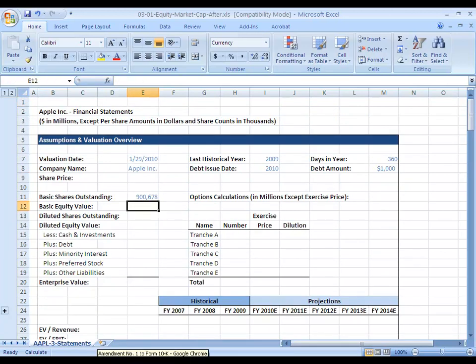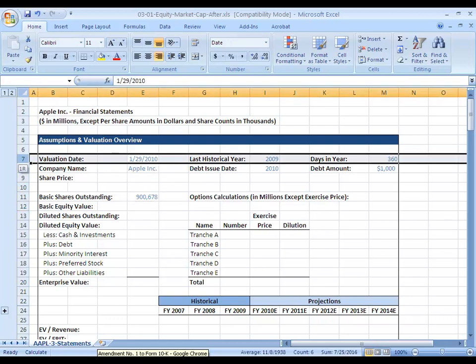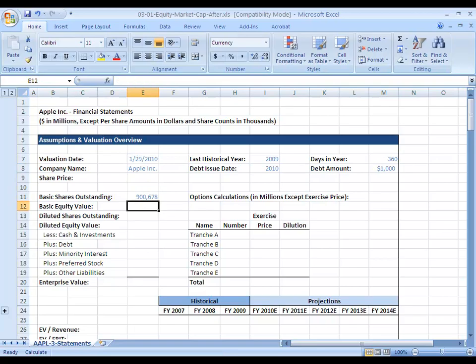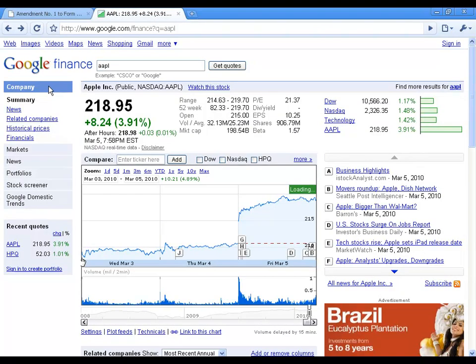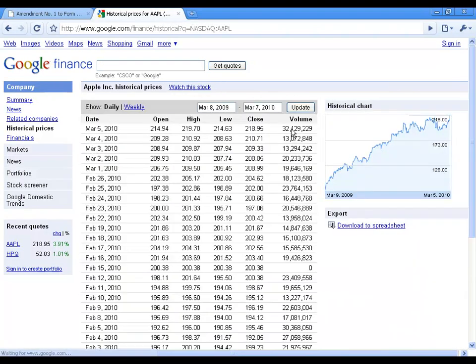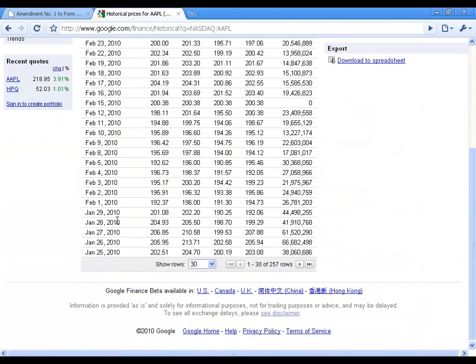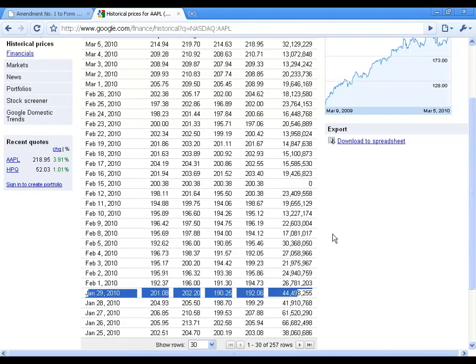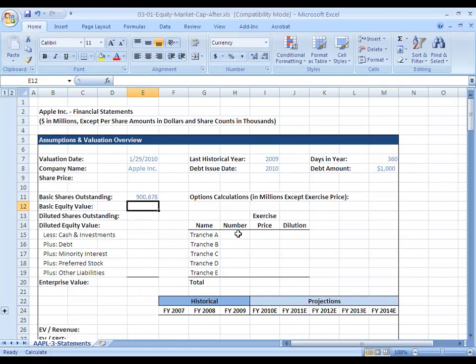Now the next step here is just to take Apple's share price. Now you see the valuation date here is January 29th, 2010. So what I'm going to do is within Google Finance, I'm going to go to historical prices and just scroll down to get to January 29th, 2010. We see the closing price here was 192.06. So I'll go to share price and enter 192.06.